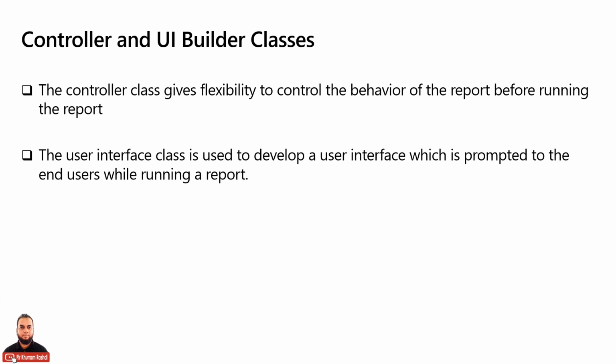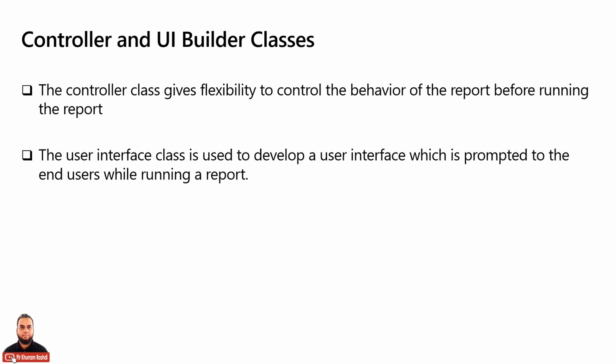So what are these classes? First of all, we'll need to define them. The controller class basically gives flexibility to control the behavior of the report before running the report. Behavior means, for example, if a report contains multiple designs, one design for summary and one for detail or transaction level design, then as per the dialog box choices or the parameters in D365, you can control the behavior of the report, meaning what design will be called in what scenario. That behavior is controlled by the controller class.